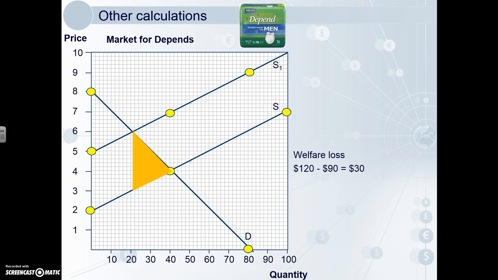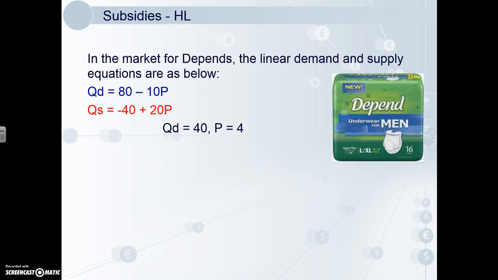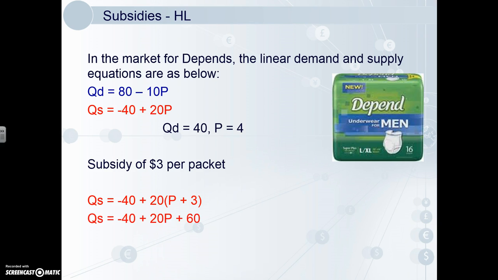Now, on to subsidies. The concepts are largely the same, so we won't belabor it as much. Same product, same equations, so same equilibrium price and quantity. Now, we suppose there's a subsidy of $3 per packet. I guess the government wants all those people who are incontinent to have access to this item. This time, for a subsidy, we substitute P plus 3 into our supply equation. From this, we get our new linear supply equation by doing simple rearranging there: 20 plus 20P.